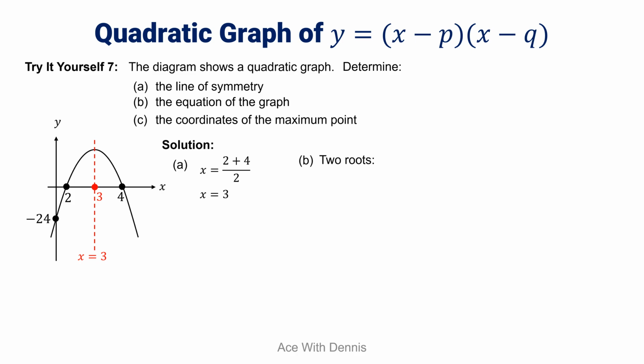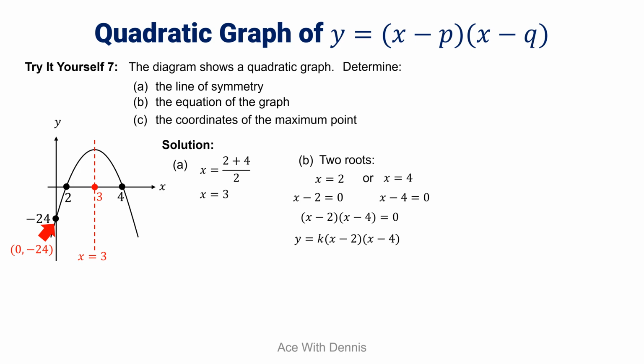Next, for B, we have two roots here, which are x equals 2 or x equals 4. Then x minus 2 equals 0 or x minus 4 equals 0. So we combine these two roots together, forming the equation y equals k bracket x minus 2 times bracket x minus 4, where k is a constant. Then we look at the y-intercept of this graph. The coordinates of the y-intercept are (0, -24), which means when x is 0, then y is -24.